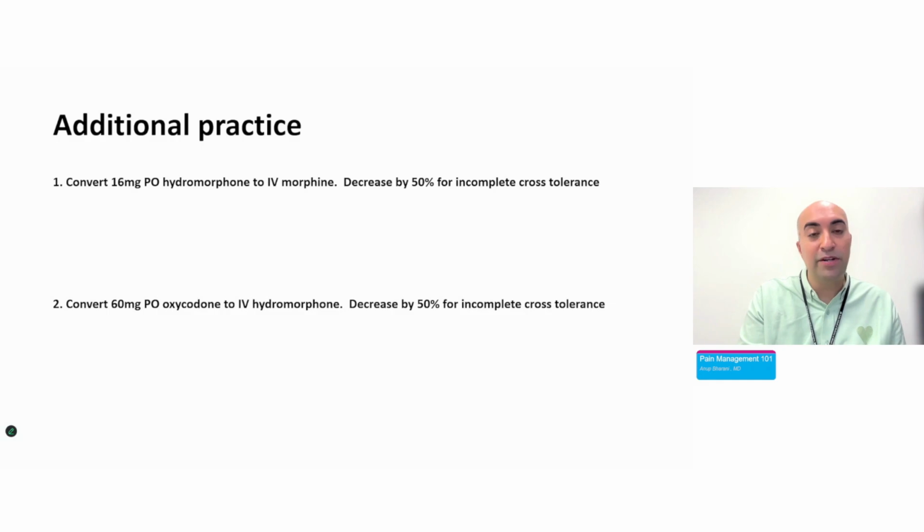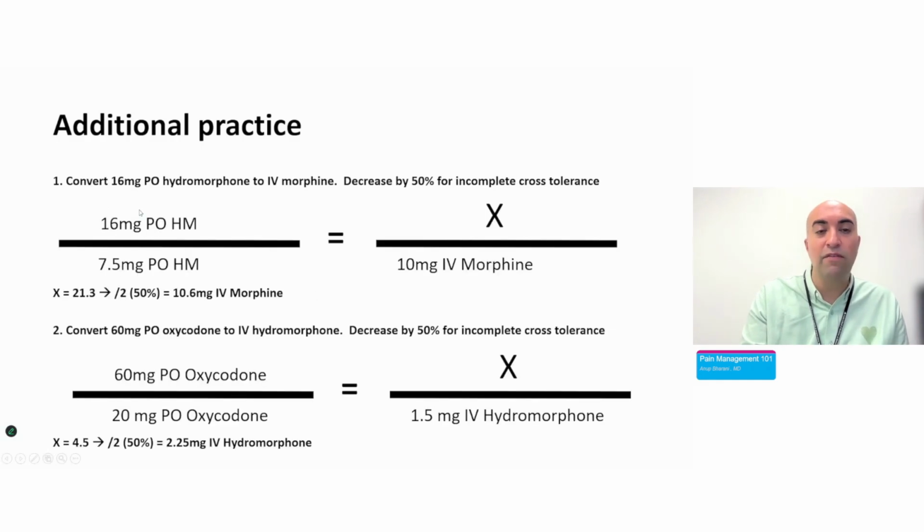So for 16 milligrams of PO hydromorphone, we take what we're trying to convert from. Again, put it over what you see in the chart. So PO dilaudid is 7.5. We're trying to convert to IV morphine, so we're solving for X. And in the chart, it's 10 milligrams. And so the answer X is 21.3. And because we're going to reduce for cross tolerance, around 10.6.